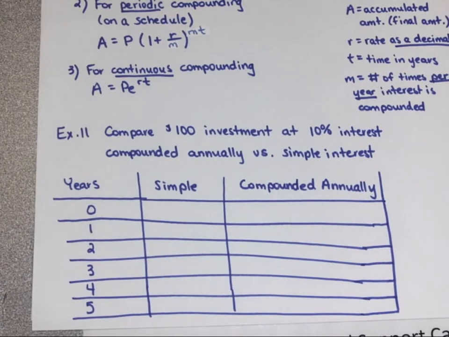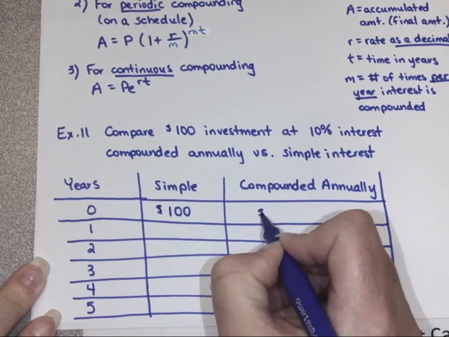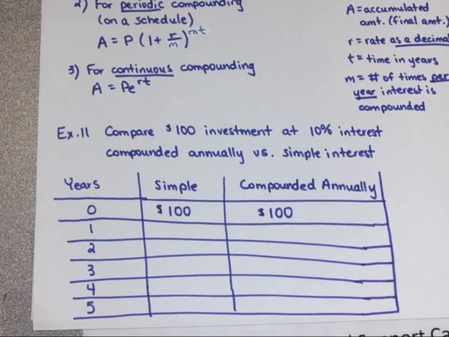But the reason I'm doing 10% is how easy is it to find 10% of something? Really easy, right? What do you do with the decimal place? Like you don't even need a calculator. You just move it once, okay? So let's start off. Both investments are worth $100 to start. Okay.